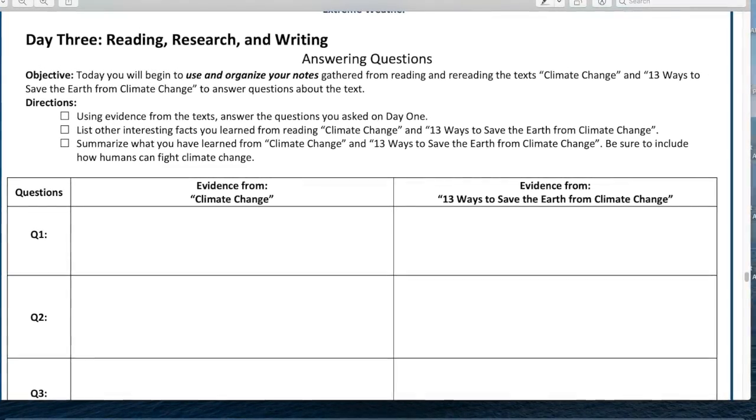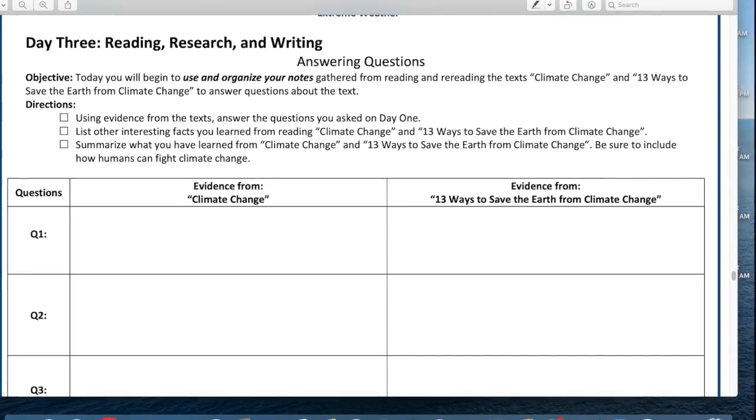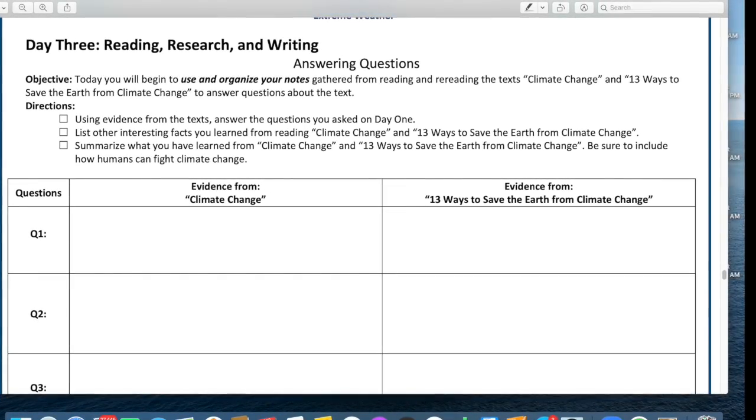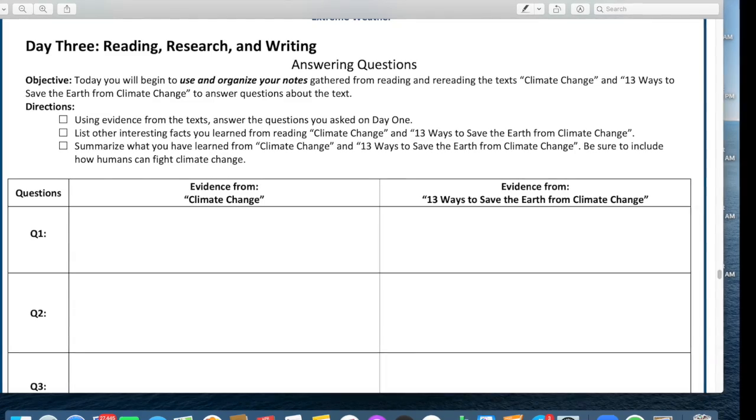You're going to see if in those texts you can find evidence, find facts from the text to answer the questions that you came up with. So let's say one of my questions about climate change was, if the climate's changing, is it going up and getting hotter, or is it going down and getting colder? If that's a question that I had before I read, when I read, what does it tell me? Is it getting hotter or colder? It's getting hotter. So I need to find the part of the text where it tells me that, and I would write down that evidence.